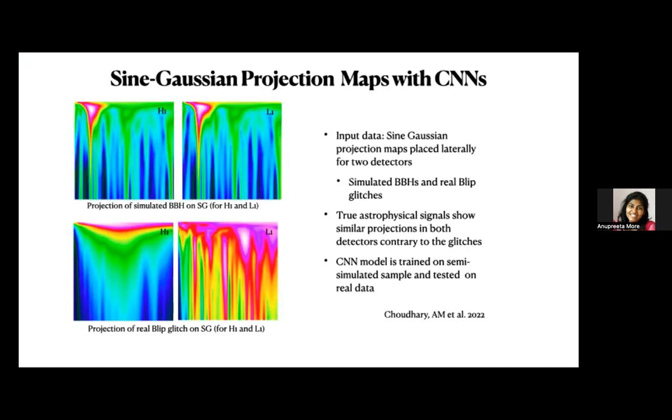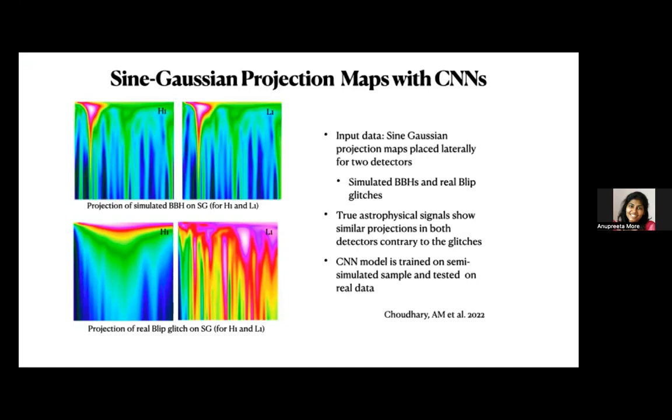The first thing I want to show here is that I'm showing two panels. So this is a BBH signal on the sine Gaussian projection map. You can clearly see this panel is for the Hanford detector, the other panel is for the Livingston detector. So the two detectors, same BBH signal, how it projects on the data from these two detectors.